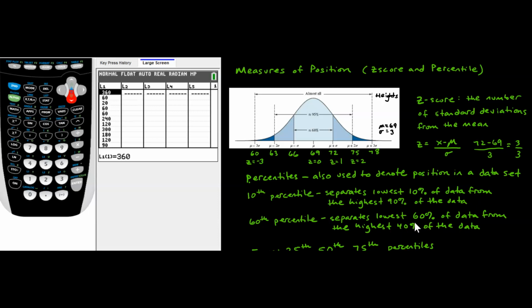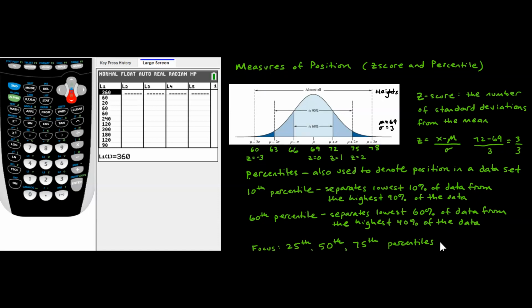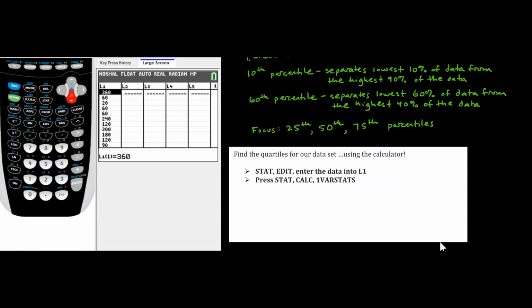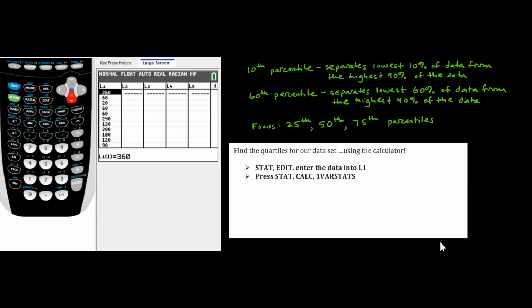So somebody that performs in the 60th percentile is performing higher than 60% of the population, and 40% of the population is performing higher than them. Somebody that's performing in the 99th percentile is performing higher or better than 99% of the entire population. The percentiles that we are going to be most interested in at this point are the 25th percentile, the 50th percentile, and the 75th percentile. These percentiles are known as the quartiles.